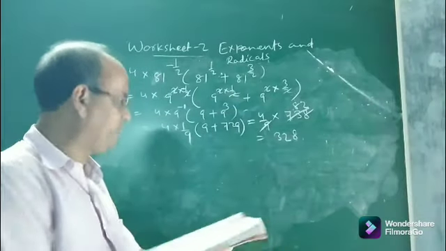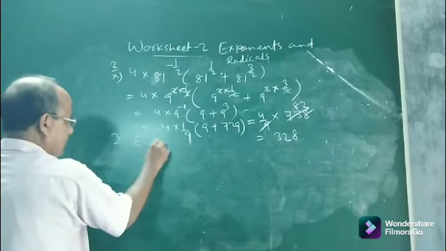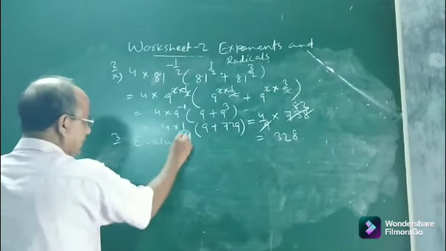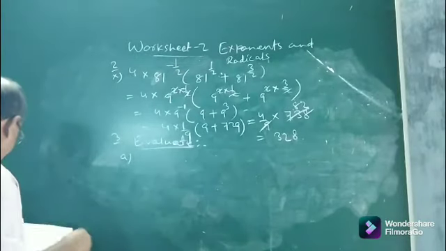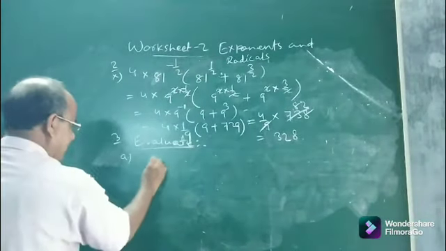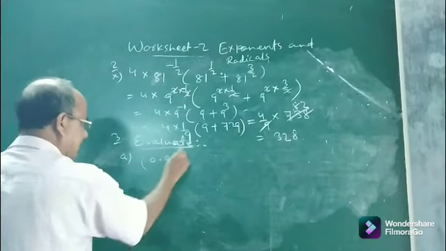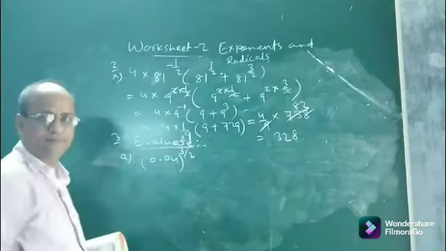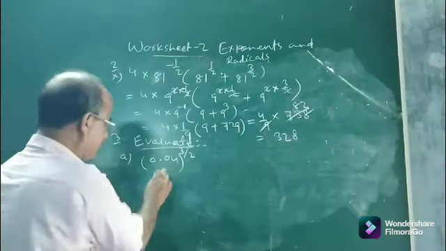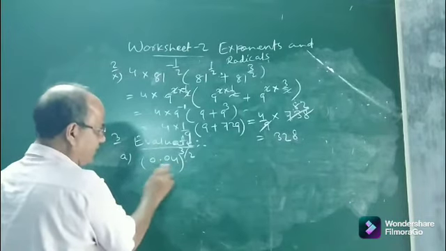Now see number 3, evaluate. See, how to evaluate? What is the first question? The first question is 0.04. It is a decimal number, whole to the power 3 by 2. How to evaluate this type of exponential expression? See, first you express this one as a fraction. First you make it a fraction.